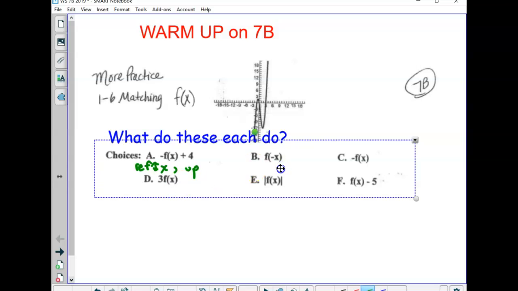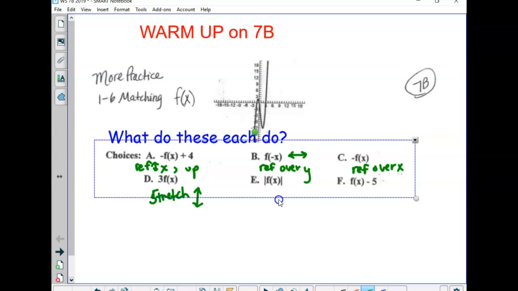B, what does the negative do inside? Yes. This one is on the outside again, so this is just reflect over X. Okay, reflect over Y would flip it that way. D, anybody? Yes, stretch 3 times vertically. Yes, 3 times as long that way.